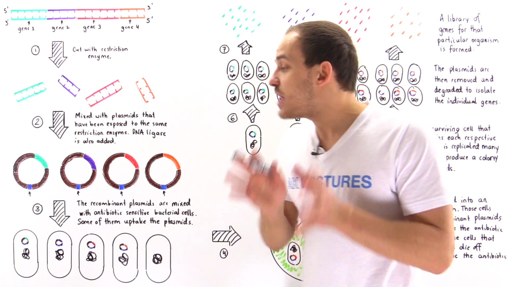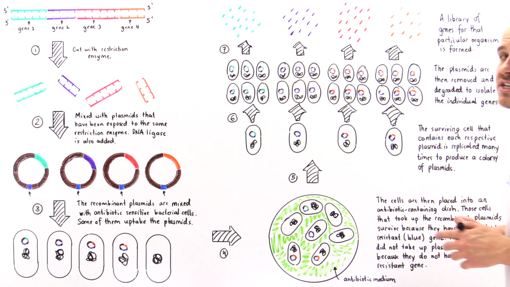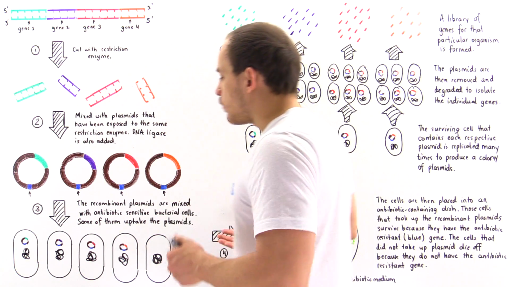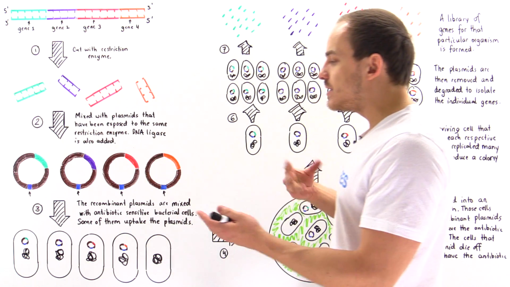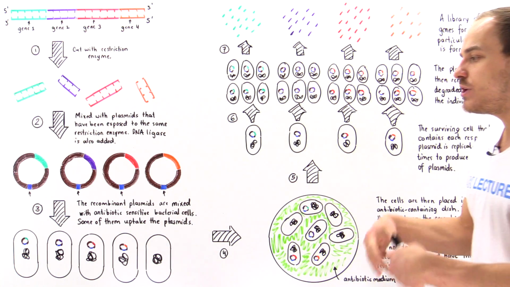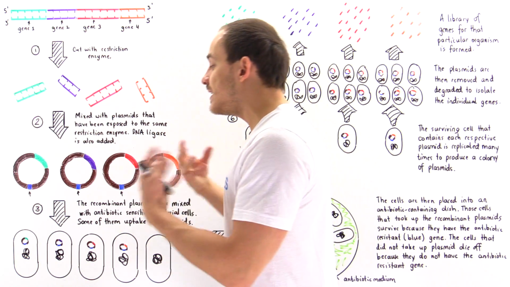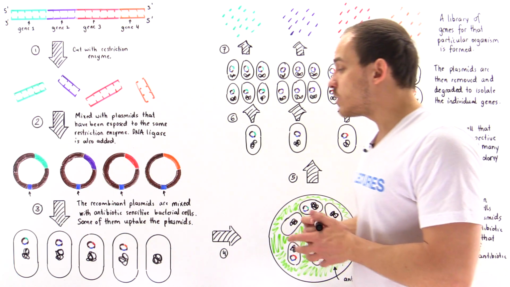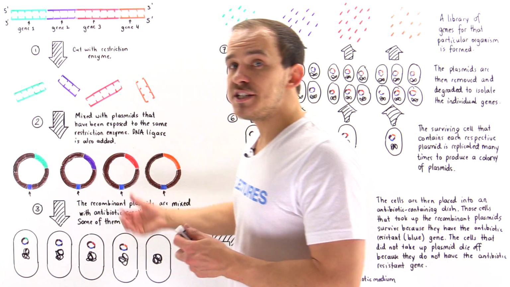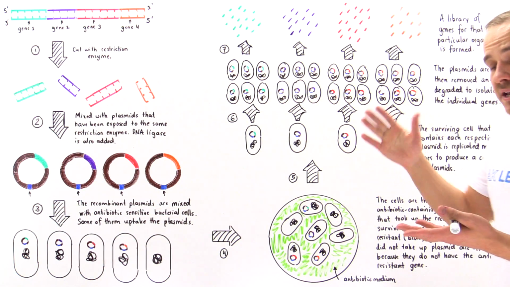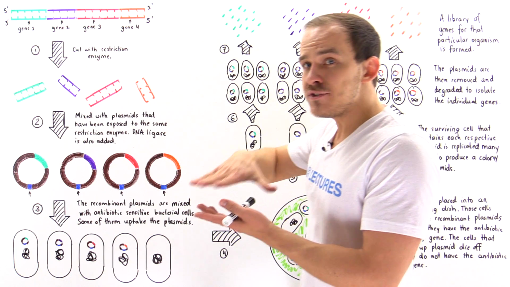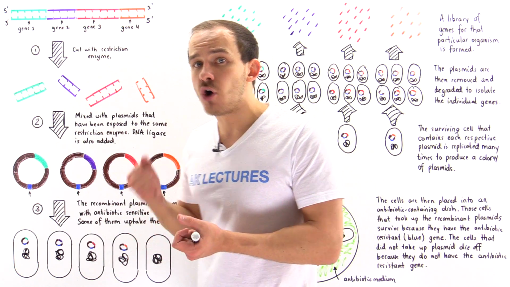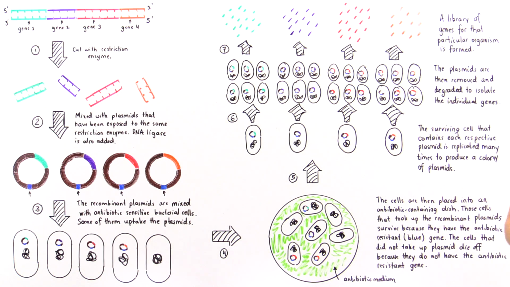In fact, that's exactly what we do in the next step, in step 4. In the next step, what we basically want to do is distinguish between those bacterial cells that did take up those plasmids and the ones that did not. And so what we do is we take all these cells and place them onto a special petri dish that contains not only a nutritious fluid but also antibiotic medium.